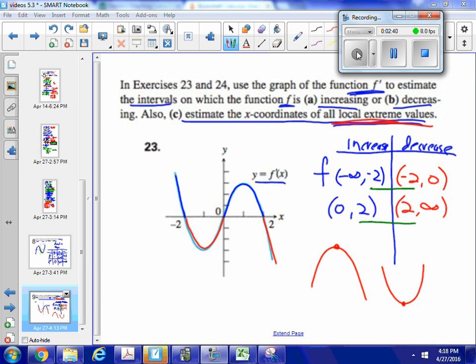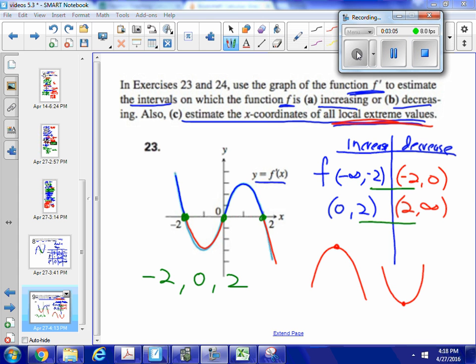Right here, where the derivative is 0, it went from increasing to decreasing. It also went from increasing to decreasing right here at 2, and it changed right there at 0. So my local extrema are going to have x values of negative 2, 0, and positive 2. Those are the places where my slope changed.